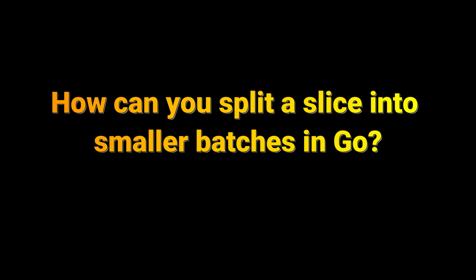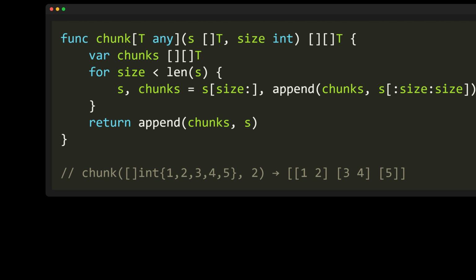Question: how can you split a slice into smaller batches in Go? You can split a slice into smaller chunks by using a loop that takes pieces of the slice. The function keeps taking a chunk of the specified size from the front of the slice and adding it to a result. It repeats until what's left is smaller than the chunk size, and then adds that final piece. This is useful when you need to process large amounts of data in smaller batches. The function uses the 3-index slice to limit the capacity of each chunk to exactly its size, preventing any unintended sharing between chunks.